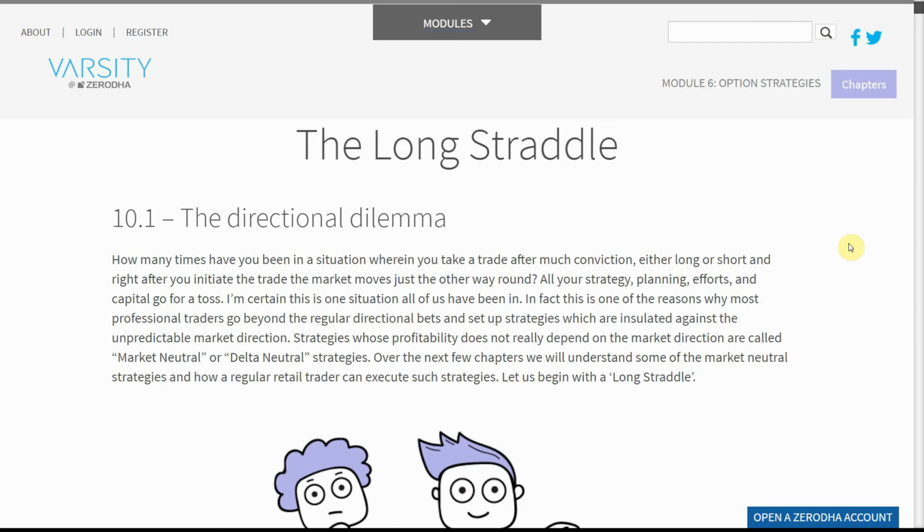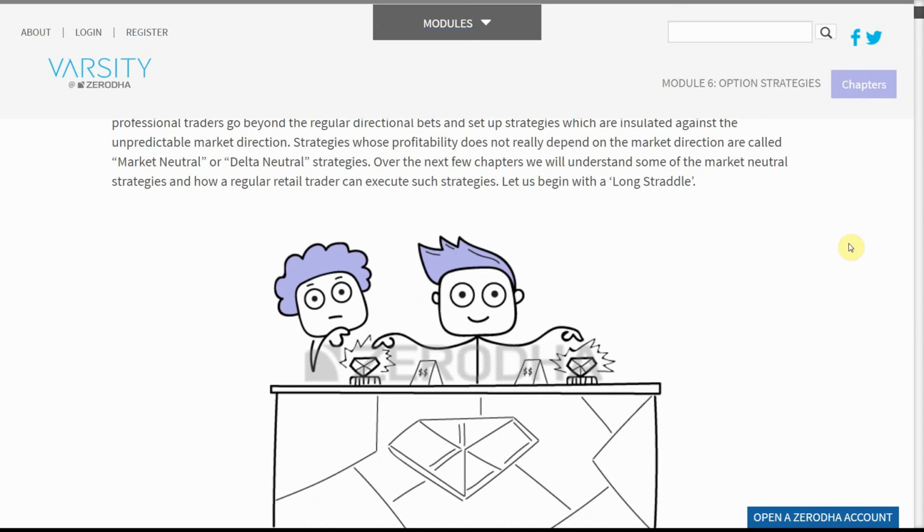Strategies whose profitability does not really depend on the market direction are called market neutral or delta neutral strategies. Over the next few chapters we will understand some of the market neutral strategies and how a regular retail trader can execute such strategies. Let us begin with a long straddle.